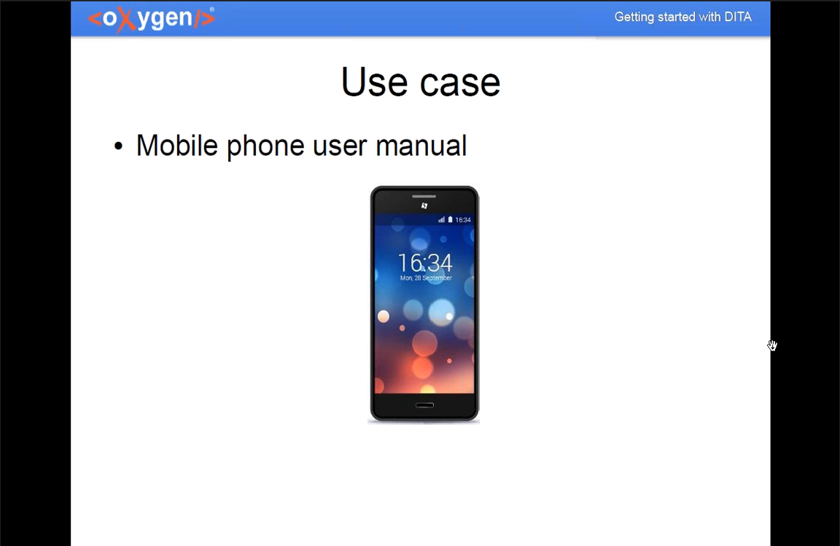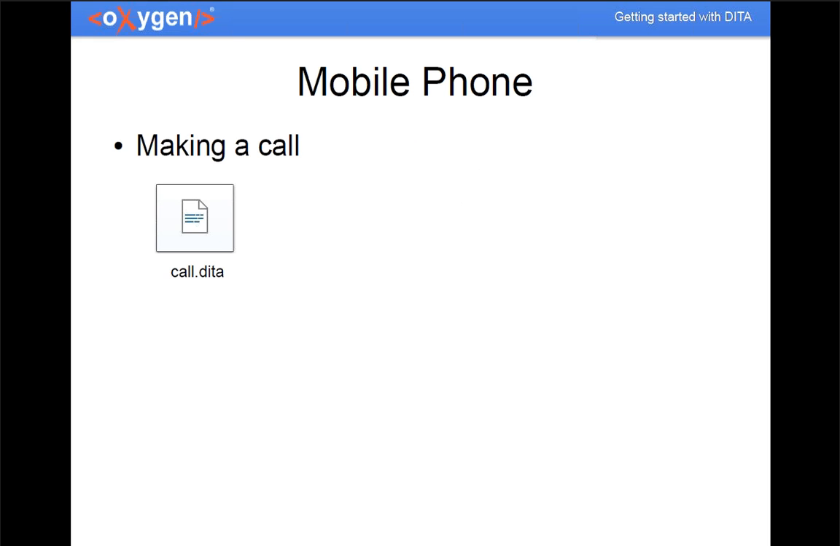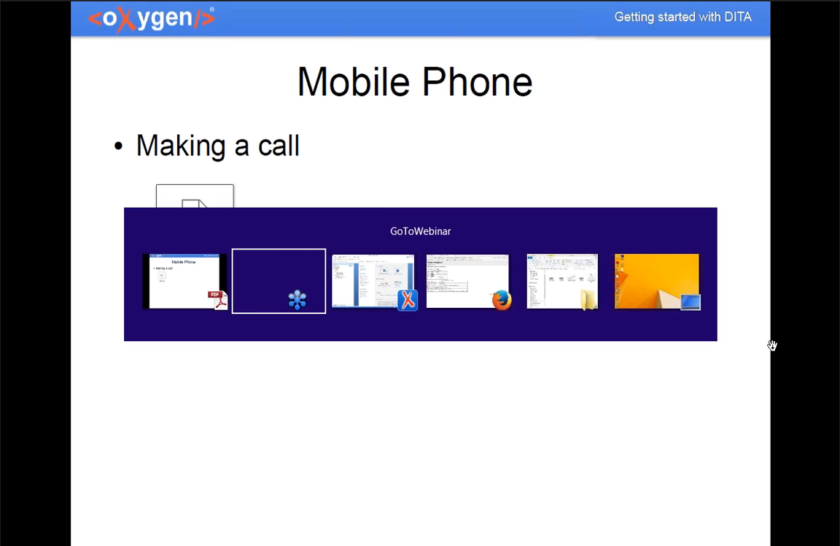In this presentation, we will work on a user manual for a mobile phone, and we will continue developing this user manual across each one of our webinars. The first topic that we will create is one about making a call on the phone, and because it is a procedure, we will choose the DITA task type. Let's go to oXygen.